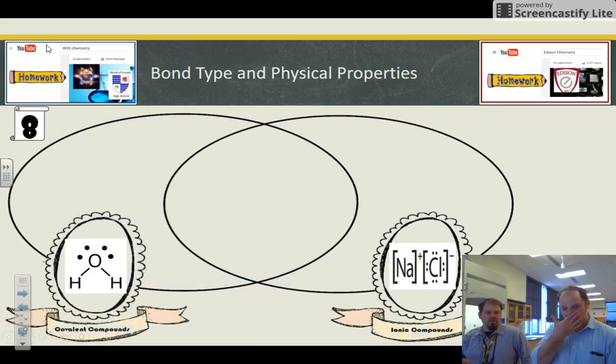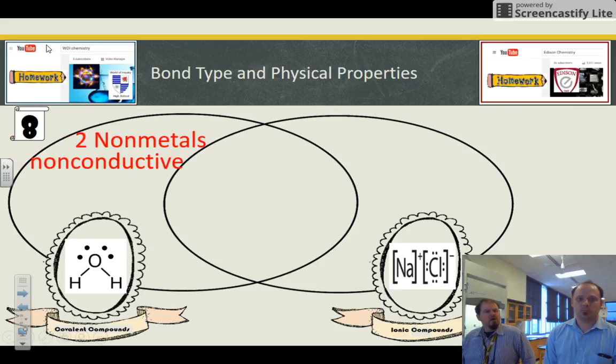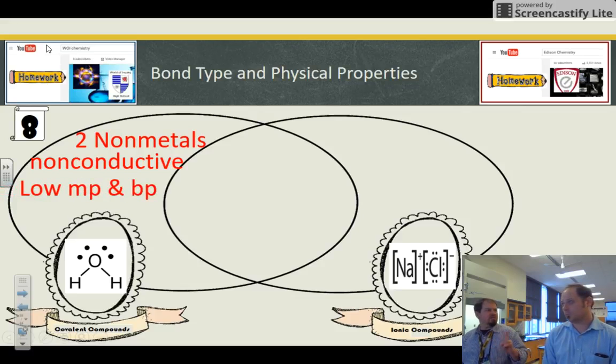So just a quick look at these Venn diagrams of the properties. Covalent compounds are going to be two nonmetals. That's key. Have we mentioned that yet this unit? Two nonmetal elements. We need to hammer that. It's a shortcut, I'd prefer you to know the real truth of why. Two nonmetals, non-conductive, low boiling point and melting point, and soft.